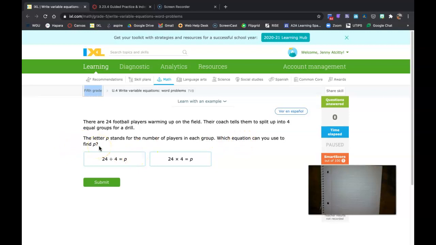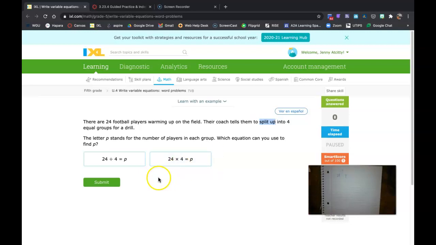So I'm going to really quickly identify a few things. The number that I'm working with is 24 because there are 24 players on the field. P is my variable. P stands for the number of players in each group. And I need to find an operational word. When I read this sentence, their coach tells them to split up. Now, split up is an operational word that tells me I'm going to divide.